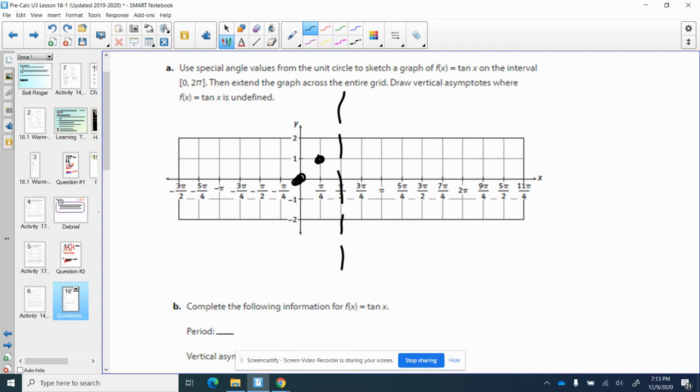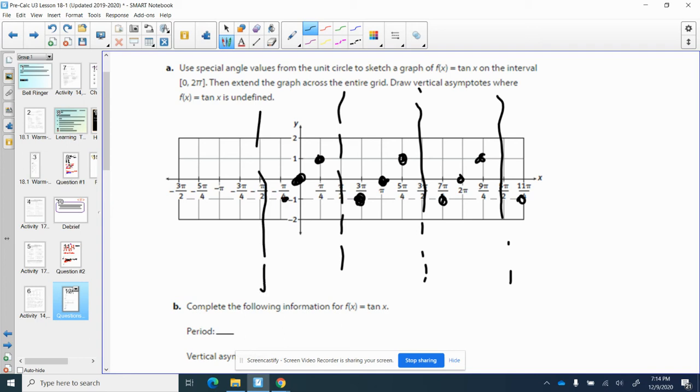Tangent of 3 pi over 4 is -1. Tangent of pi is 0. Tangent of 5 pi over 4 is +1. Tangent of 3 pi over 2 is a vertical asymptote, okay? So what we're seeing is, again, this pattern continuing onward, or over here, we have this as we move left as well, okay?